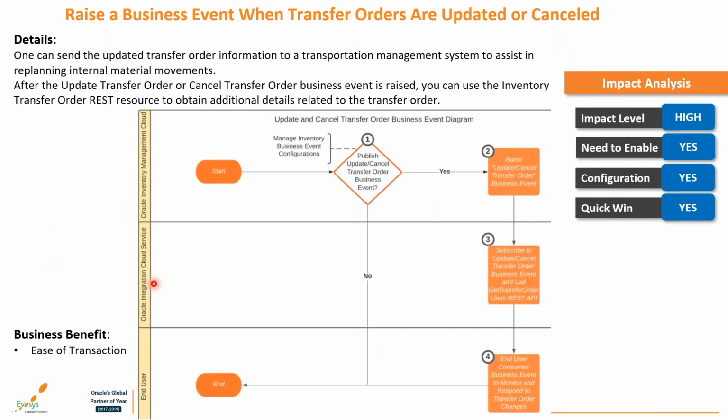Moving to the next one, raise a business event when transfer orders are updated or cancelled. On the REST API side, what Oracle has now given is that we can create or raise a business event. For example, if there are any changes, which is an update or any cancellation on the transfer orders, and we want to inform the transportation management system, then we can create or raise that business event when that specific transaction is getting triggered.